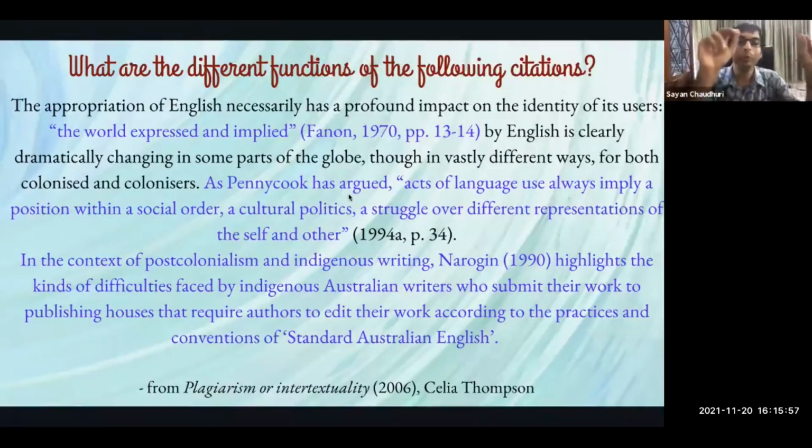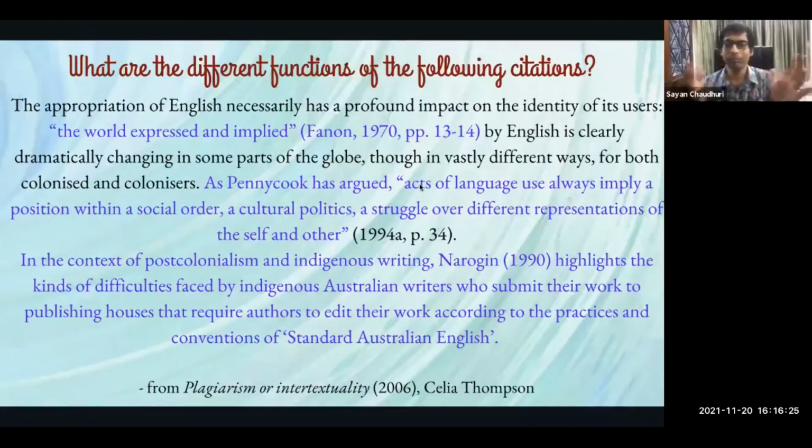So you directly use that phrase to use that concept. With regard to the next quote, as Pennycook has argued, as I already said, it is being used to illustrate. But my question here is, why do you think this quote is so long? Right? It says acts of language use always imply a position within a social order, a cultural politics, a struggle over different representations of the self and other. Why do you think all of this needed to be said?